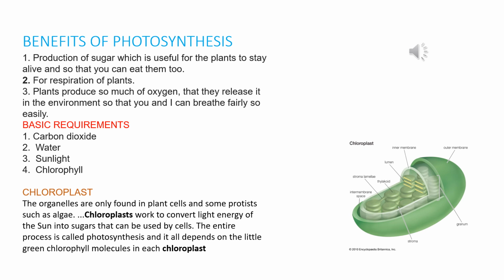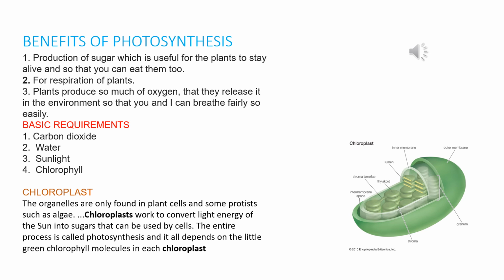Benefits of photosynthesis. Number 1, production of sugar, which is useful for the plants to stay alive and so that you can eat them too. Number 2, for respiration of plants. Number 3, plants produce so much oxygen that they release it in the environment so that you and I can breathe fairly easily. Basic requirements of photosynthesis: carbon dioxide, water, sunlight and chlorophyll. Without these factors, photosynthesis never happens.